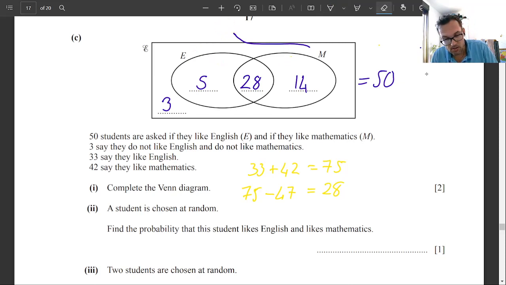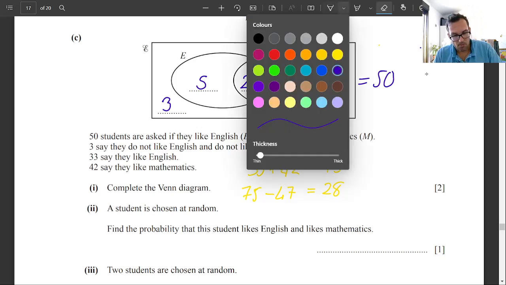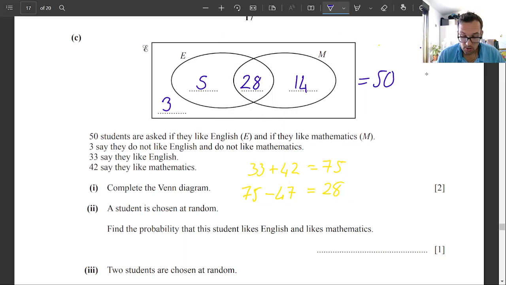Everything makes sense. Rub out anything that's not part of your answer so that it is clear what needs to be marked. Right, now again, a little bit of probability. A student is chosen at random. Find the probability that the student likes English and likes maths. So we know there are 50 students. 28 of them like both. You can simplify if you want. You don't have to. They didn't tell you to. So that's good enough. 28 over 50.